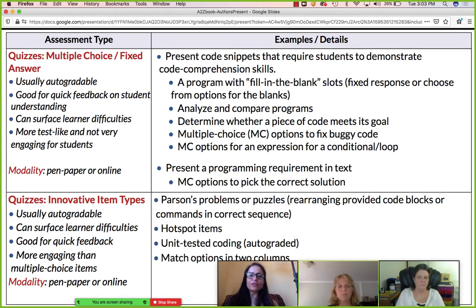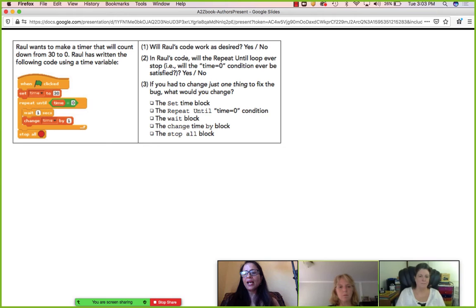They are usually fixed response or multiple choice type, and they can be quickly graded or auto graded and given at the beginning or the end of a class period to get quick feedback on something you've just covered. And contrary to popular belief, they don't only test factual knowledge, but they can surface learner difficulties and problems with understanding. So they can be framed in various ways.